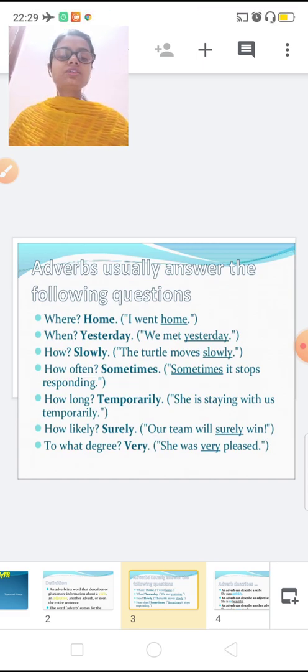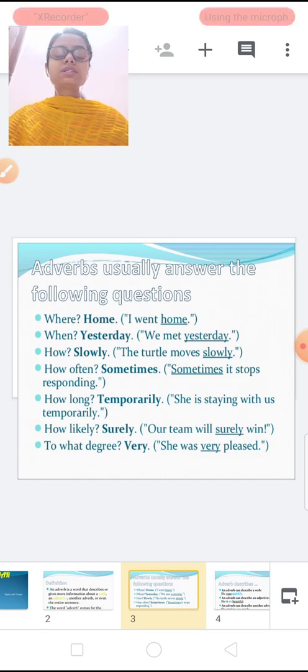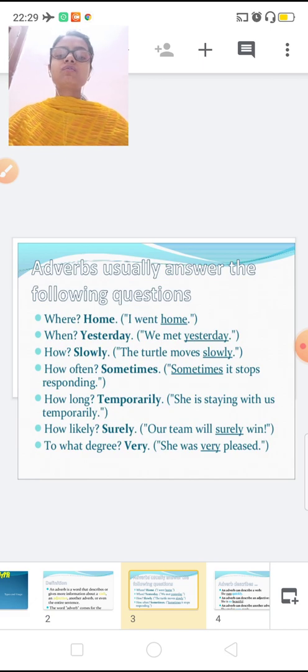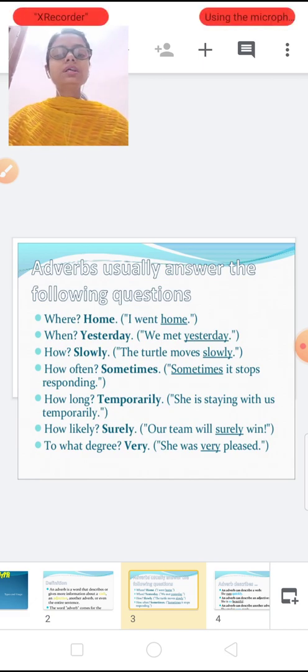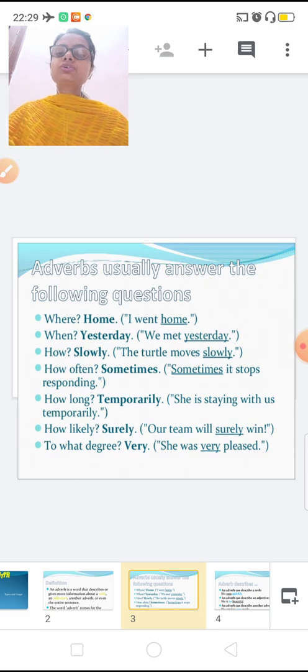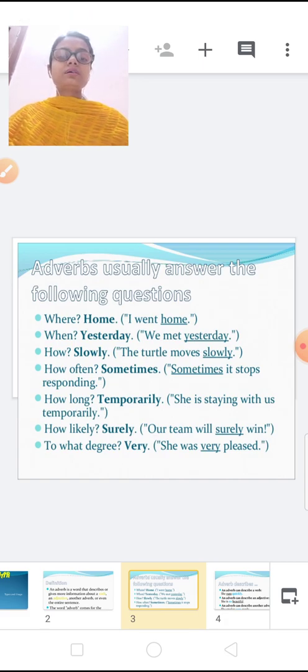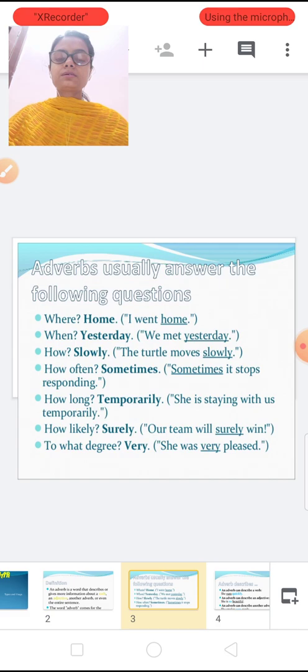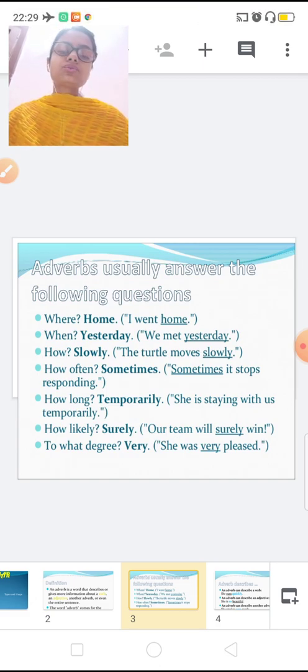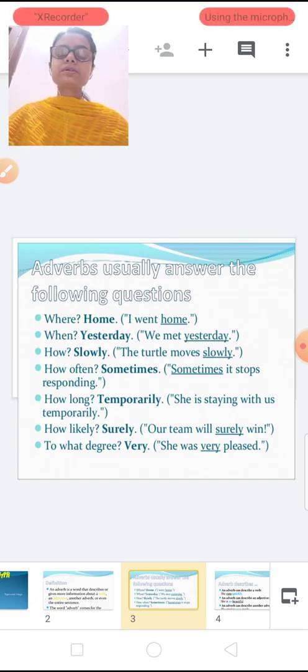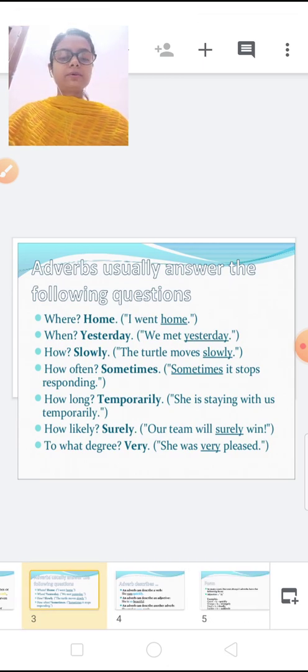So how likely? Surely, our team will surely win. To what degree is satisfied by the adverb very. She was very pleased. So generally we can satisfy these questions with the use of adverb. So now you can see the adverbs are yesterday, slowly, sometimes, temporarily, surely, very. Okay, so these are some small examples of uses of adverb.